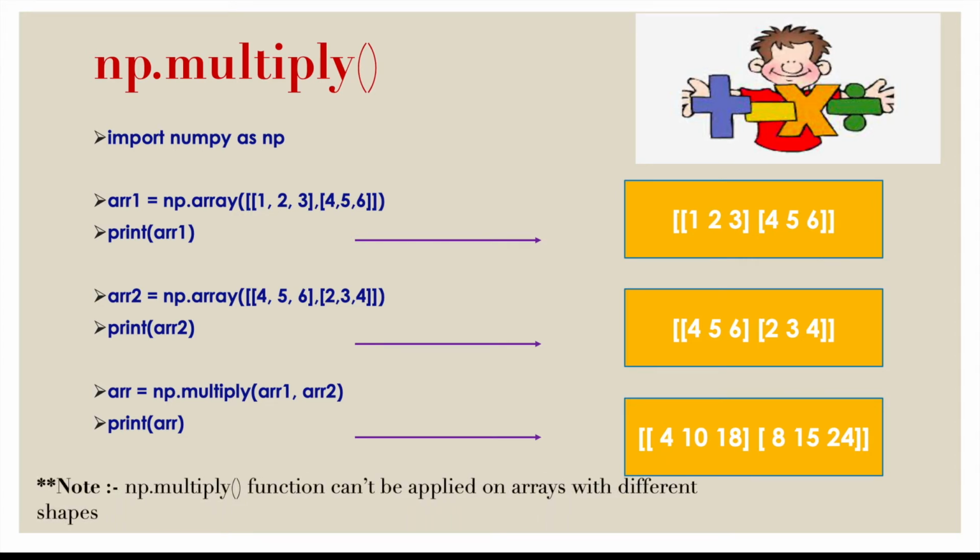The np.multiply function can't be applied on arrays with different shapes. This thing has to be noted. If shapes are different, they must be broadcastable to a common shape, which may be the shape of one or the other.